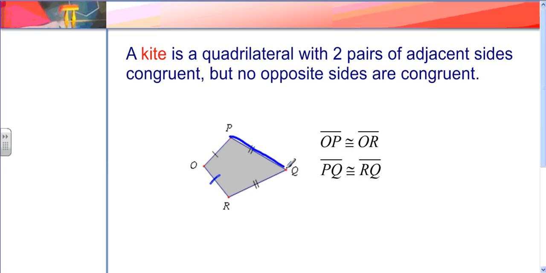Then we have PQ and QR, and these two sides are congruent. So that's my other pair of congruent and adjacent sides. But notice, looking at the little tick marks that we've used, we have one here and two here. That means that side OP is not congruent to side RQ. Side OR is not congruent to side PQ, and that's this second part of the definition. No opposite sides are congruent.